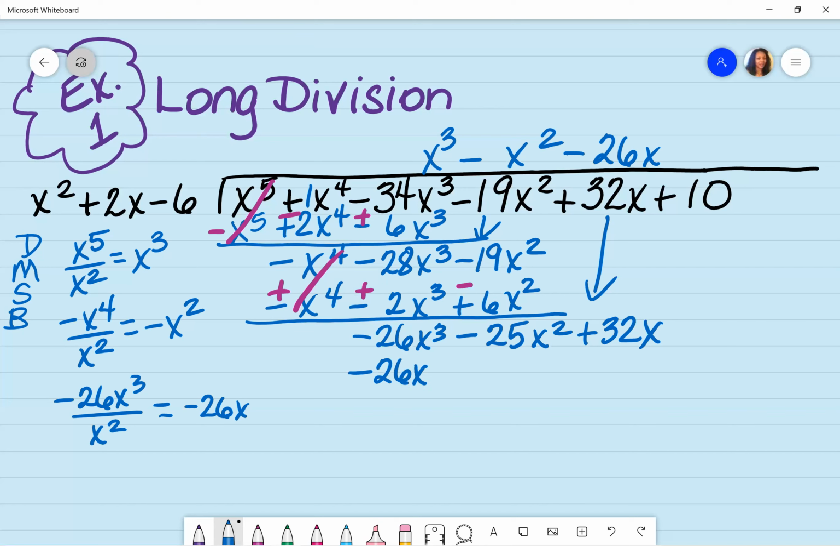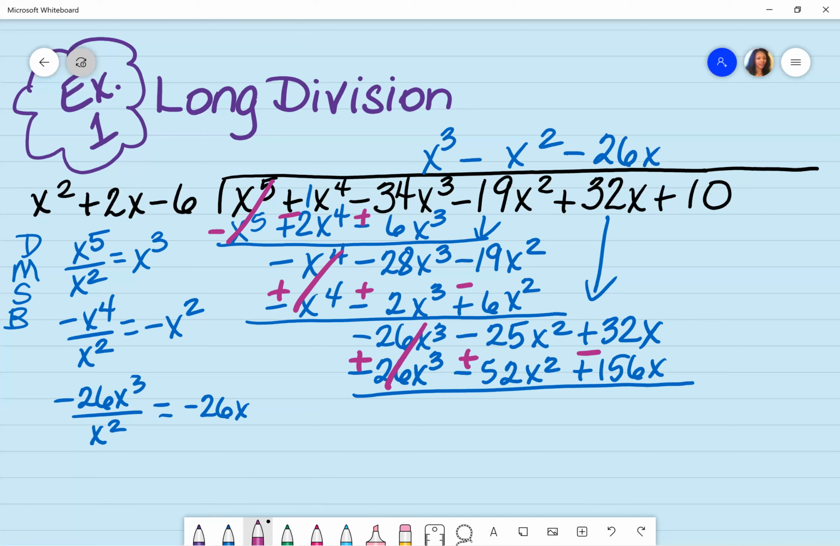the negative 26x cubed. And negative 26 times 2 is negative 52x squared. Negative 26 times negative 6 is positive 156x. I'm going to subtract, which requires me to change all the signs. First term goes away. Negative 25 plus 52 results in positive 27. I don't have to write positive, just 27x squared.